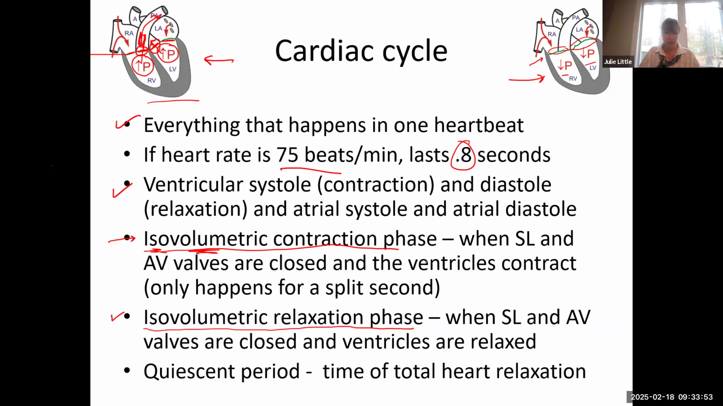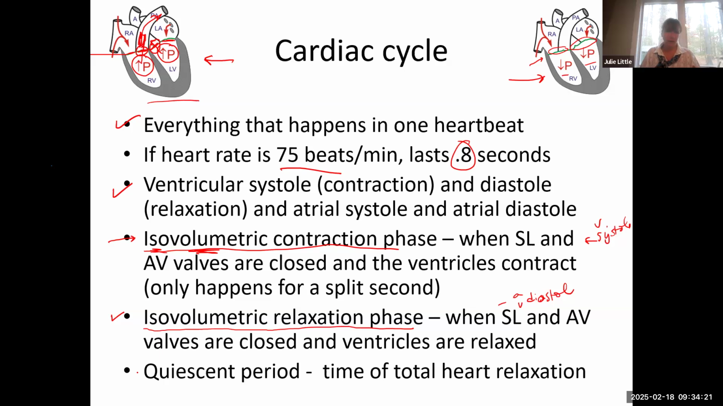But at both of these, at this point right here, we're in ventricular contraction. We're in ventricular systole, V-systole. Here in this isovolumetric relaxation phase, we're in complete atrial and ventricular diastole. Everybody is relaxed for just a moment.